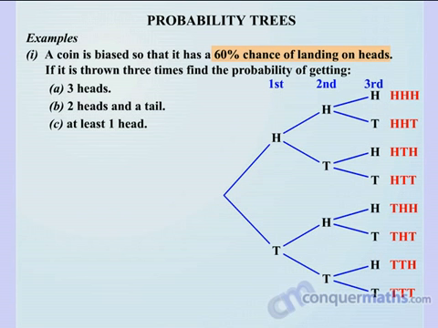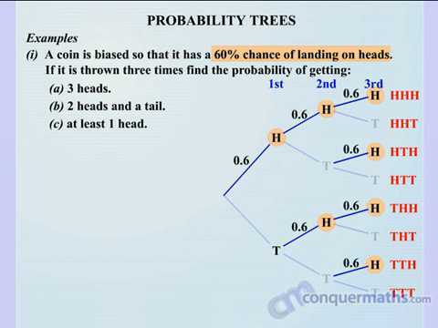Right. So we can see this is a little bit different, okay? Normally when we toss a coin, we expect a 50-50 chance. But we're saying this is biased, 60% chance of landing on heads. So where we see all those heads, those branches leading to the heads, we're going to write 60% on those branches, okay? Well, that's a decimal in any case, 0.6.